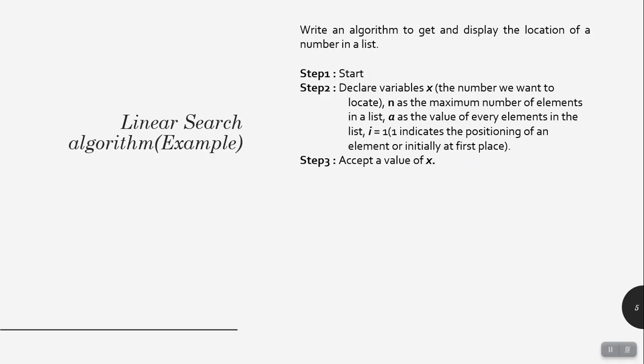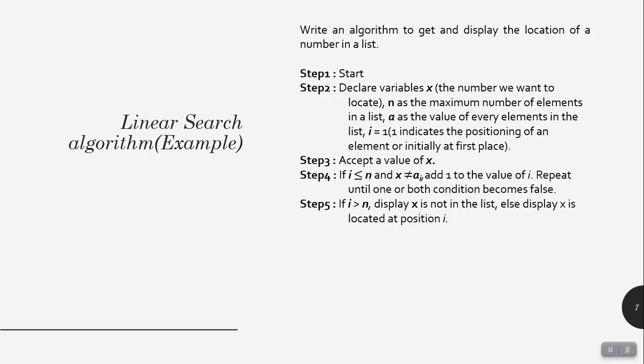So let's say it is the number that we want to find. It can be anything. Just like in our previous example, it's 8. And then step 4, we will check if i is less than or equal to n and x is not equal to a sub i. So add 1 to the value of i and then repeat until one or both conditions become false. And then step 5, we will check if i is greater than n and then display x is not in the list. Else, display x is located at position i and then stop.